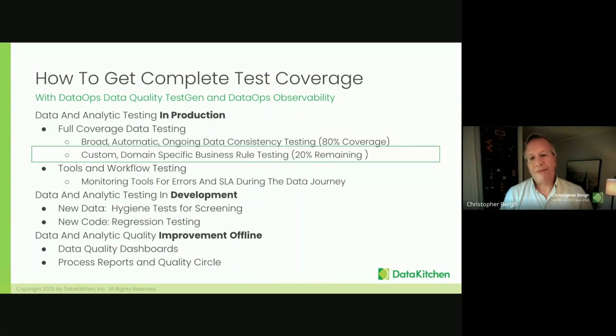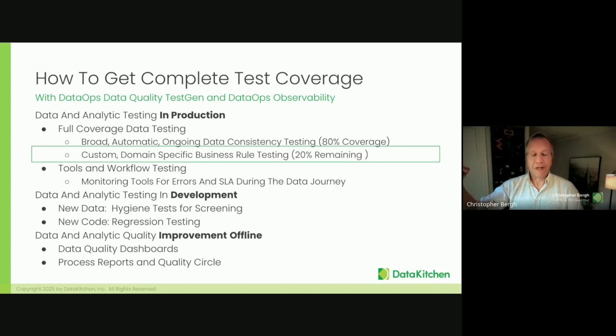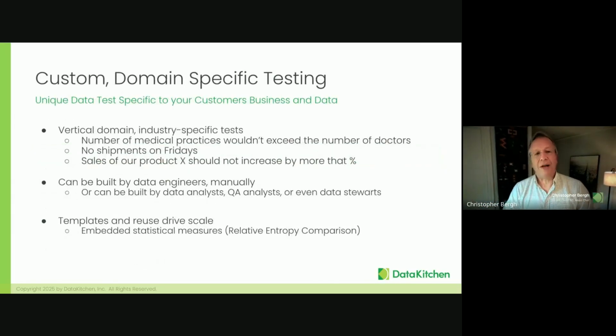Now, we believe that it's not 100%. There's always going to be the 20% that's specific to your world, specific to your business. And I'm a big believer that these things are really important. Like I think of testing, if I can find the right metric to test and I look at whether there's some shift in that metric, that represents a whole bunch of stuff. So I'm a big fan of these tests, right? And they tend to be very specific to your industry, like the number of medical practices shouldn't exceed the number of doctors, or there are no shipments on Friday, or sales of a product shouldn't increase more than that percent as compared to last time.